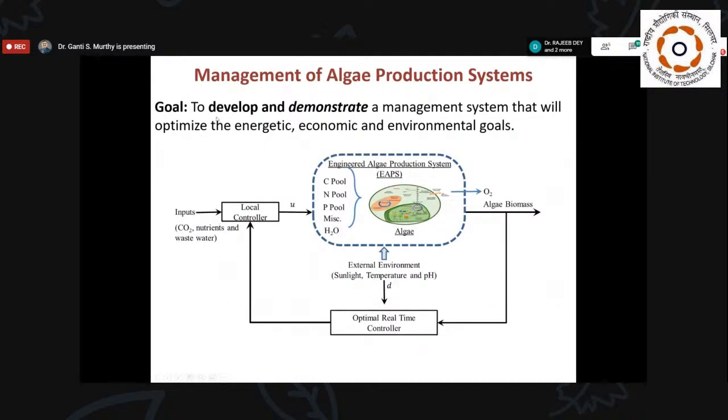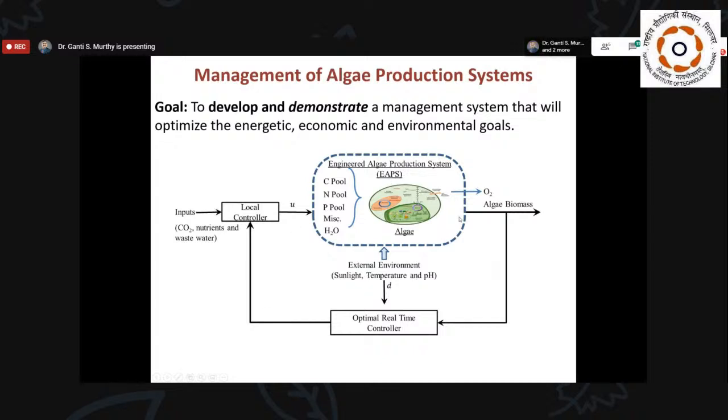And we wanted to develop and demonstrate a management system that will optimize the energetic, economic, and environmental goals of an algae production system. So let's say we have an engineered algae production system, which produces algal biomass using CO2, nutrients, and wastewater. We wanted to build an optimal real-time controller that will consider the environment, which cannot be controlled. Unlike in the previous case, where the temperature and pH could be controlled, we cannot control that in an open pond. And the sunlight, we obviously cannot control. So under those conditions, these will be considered as disturbances in this case.